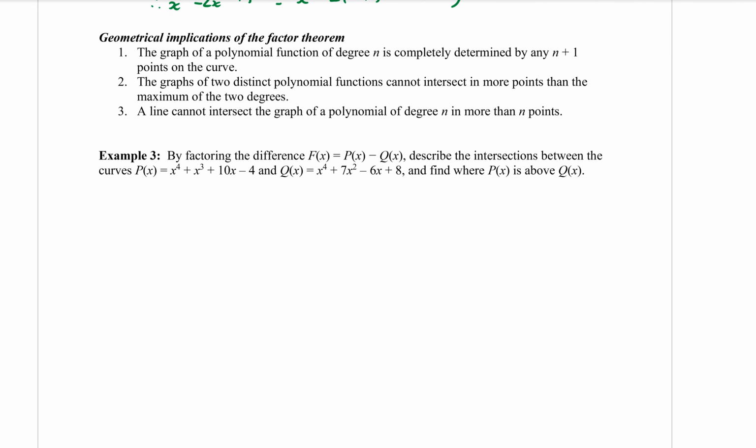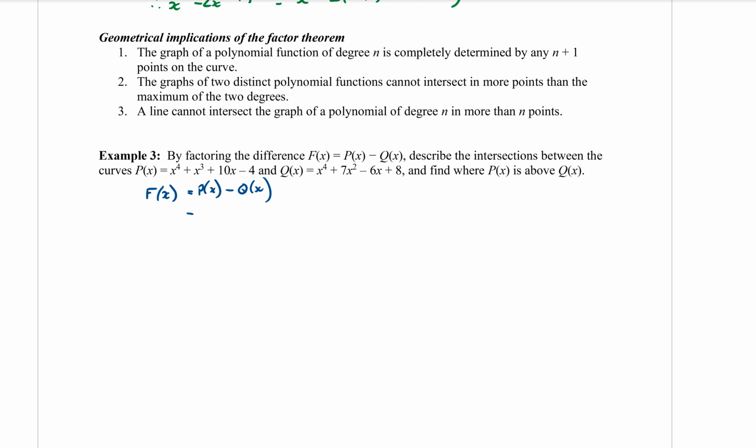All right, so example number 3. By factoring the difference, which is f of x equals p of x minus q of x, describe the intersection between the curves p of x and q of x, and find where p of x is above q of x. Sounds a little bit complicated, but it does give me steps on how to get started. It says by factoring the difference. So I need to find out what this f of x is, and it's p of x minus q of x.